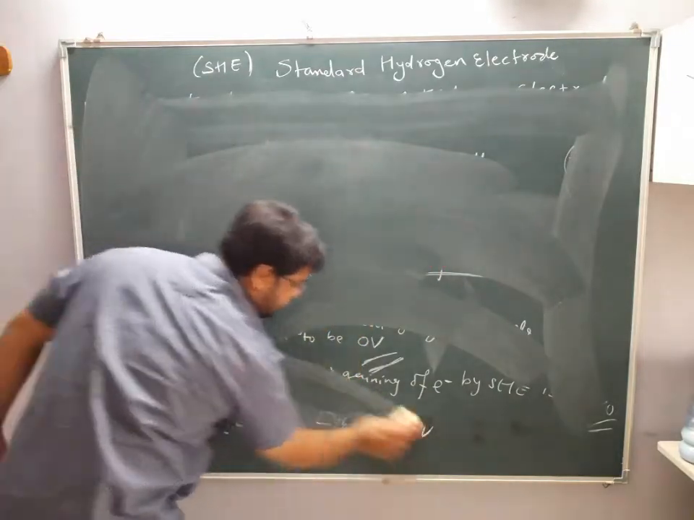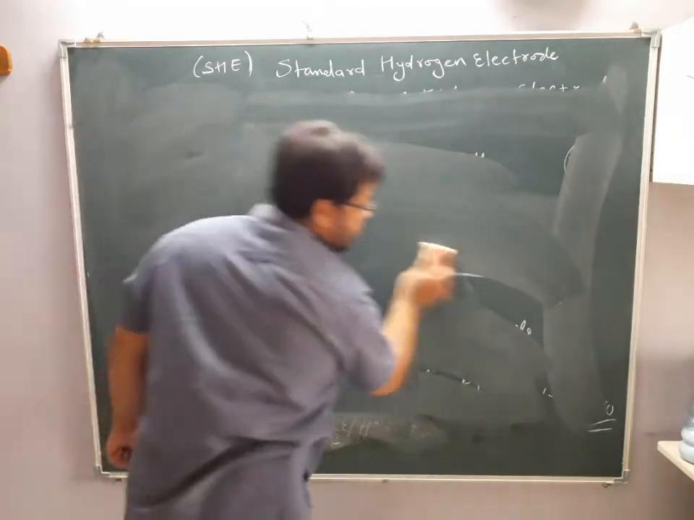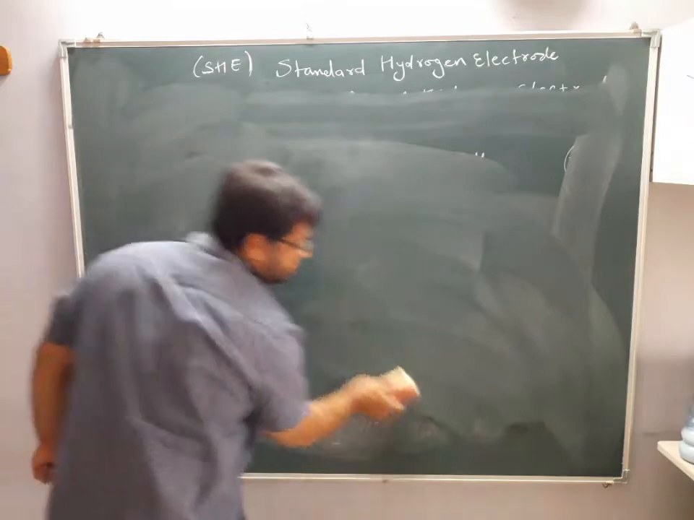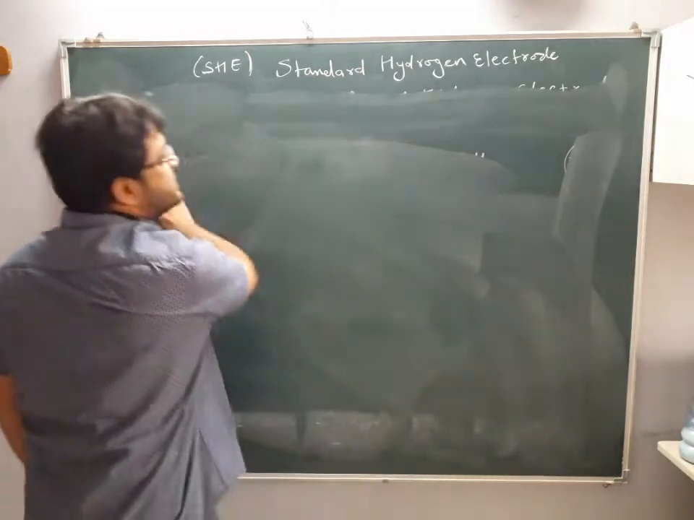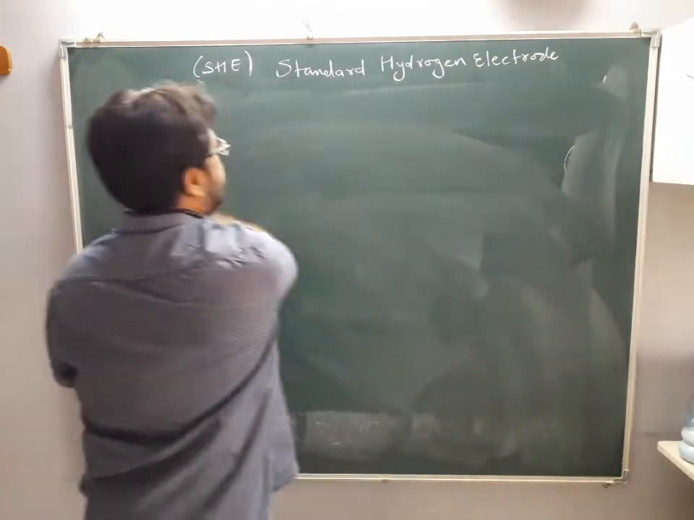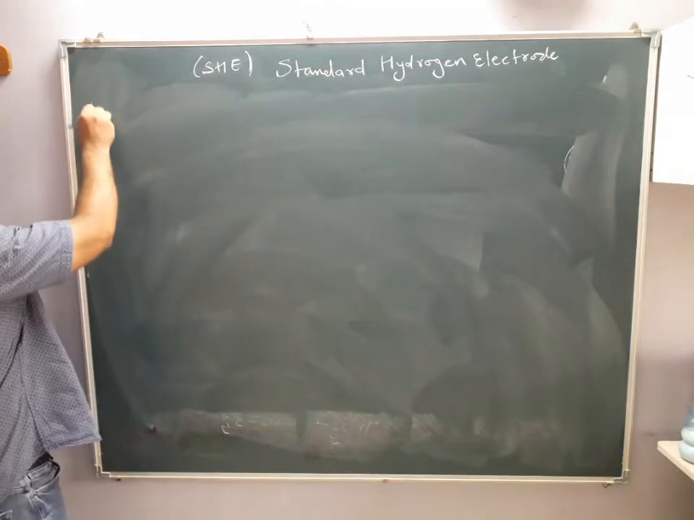This question is very important because it can be asked in the exam from the theory point of view as well as from the competition point of view. In theory, the question can come for nearly 3 to 4 marks. Sometimes a problem also comes on this theory, the standard hydrogen electrode. Now we will see the construction. See, the construction is very simple.